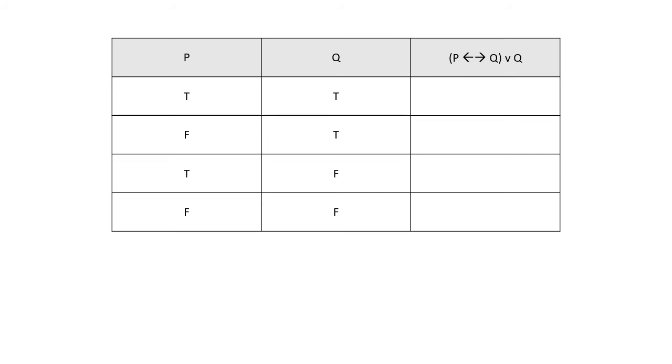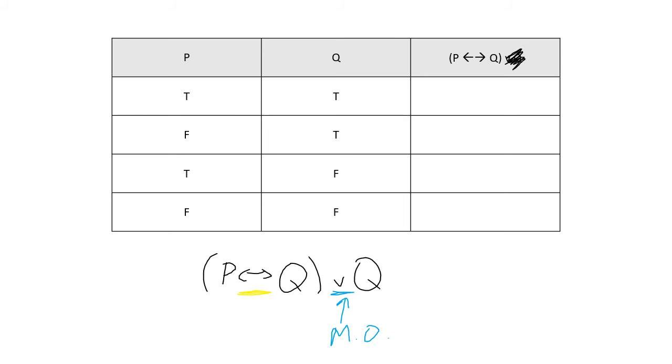Moving on to the next one, we have (P ⇔ Q) ∧ Q. So again, we have a parentheses letting us know that we have to do this operator first, and then we'll do this operator second because this one is our main operator. So we're going to ignore the wedge Q for a second. We're just going to determine what P double arrow Q is.